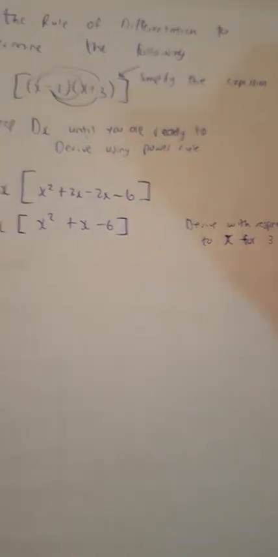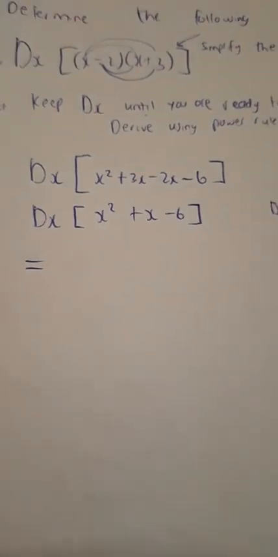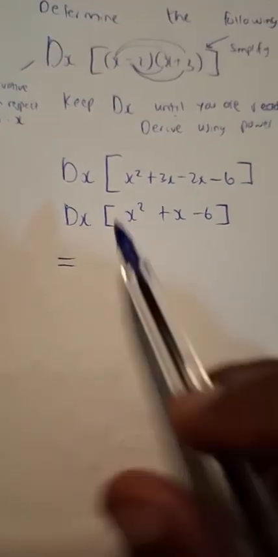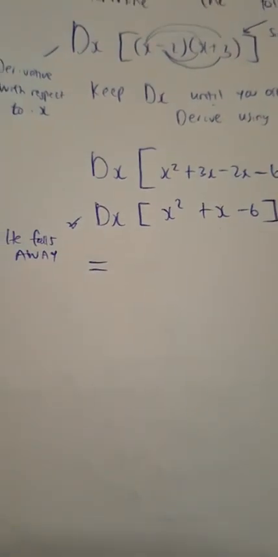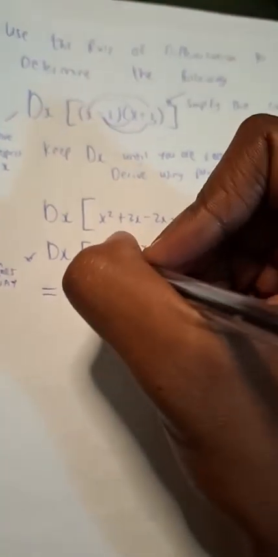So in other words, you are going to derive each term using the power rule. First things first, when you are now in the position to derive, dx falls away, and you just write equal. So for this x squared, I apply the power rule: 2 times 1, x to the power 2 minus 1.